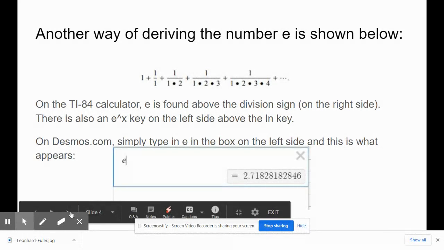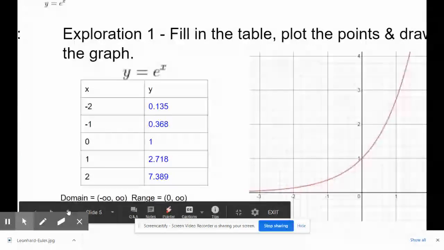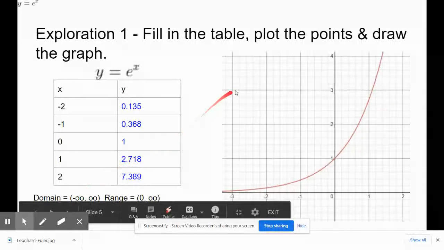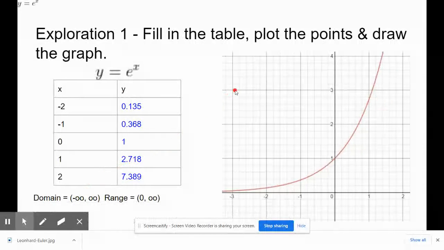Okay, so let's go on to the next slide. The first thing that we want to do, on page 10 now, under exploration number 1, is fill in the table that is provided for you. I made my table in this slide presentation go vertically, where the table that you're given in the workbook is horizontal, but it's still the same values.